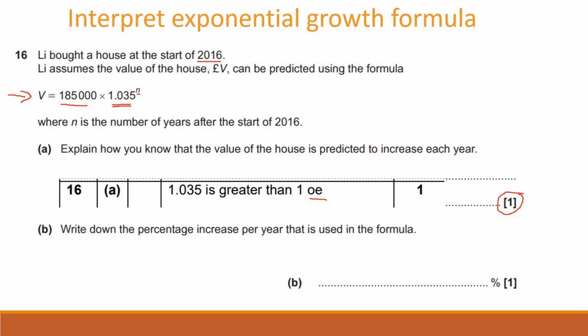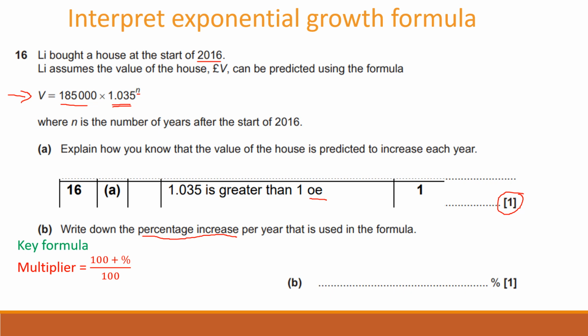Now, as I said, in part B, we're going to look at finding this multiplier, because we've got to write down the percentage increase. So they want to be more specific now. What is this percentage increase per year that is used in the formula? Okay, and again, this is coming from the multiplier. Now, this is a key formula, so make sure you've written it down and highlight it. So the multiplier is 100 plus your percentage divided by 100, and that's what it is if it's a percentage increase. If it's a decrease, you would do 100 take away the percentage divided by 100.